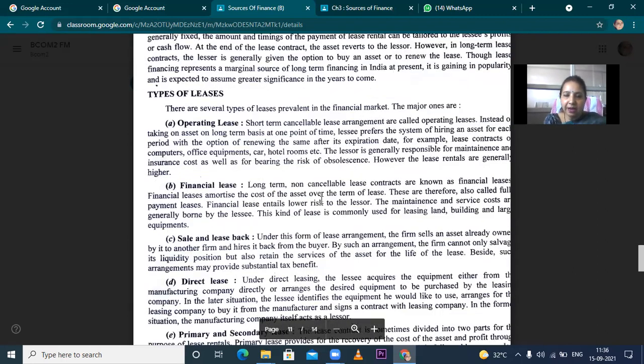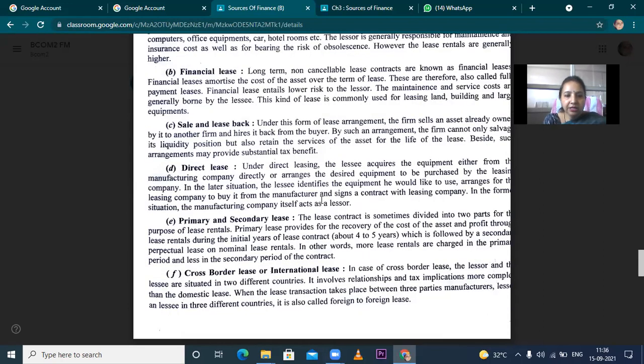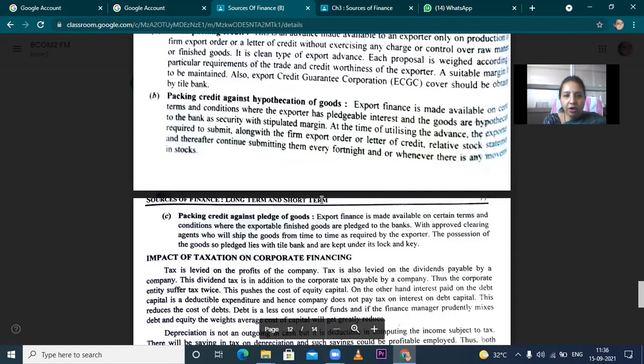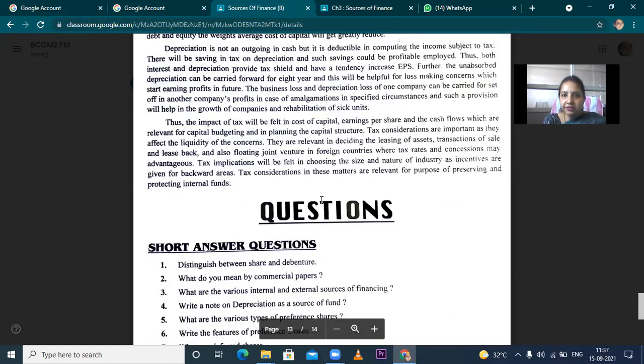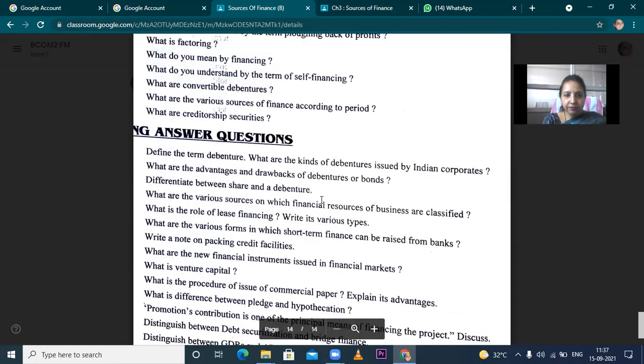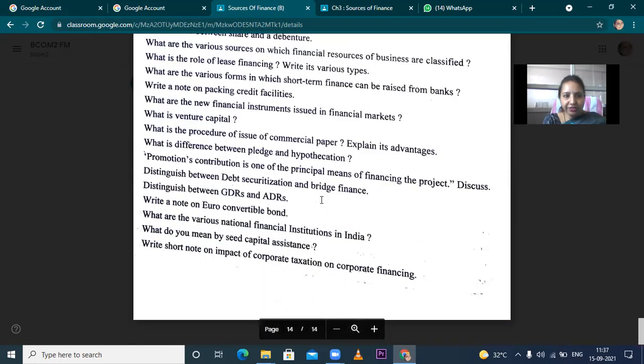These are separate chapters. Lease financing is your chapter, and that will be explained. Then these are all about your chapter, that is sources of finance. You will be going through this particular chapter, and then you will be finding out the kind of questions which can be asked.